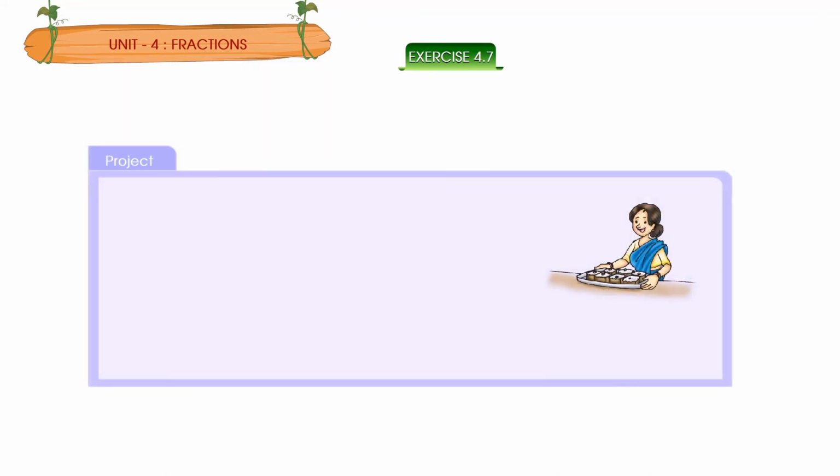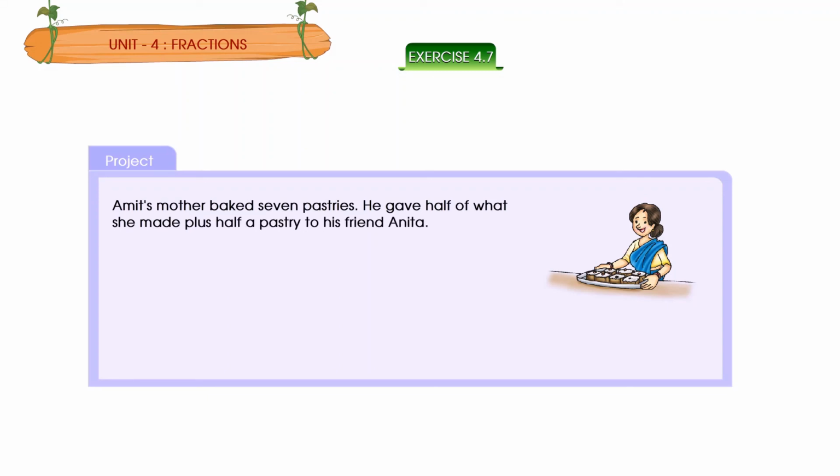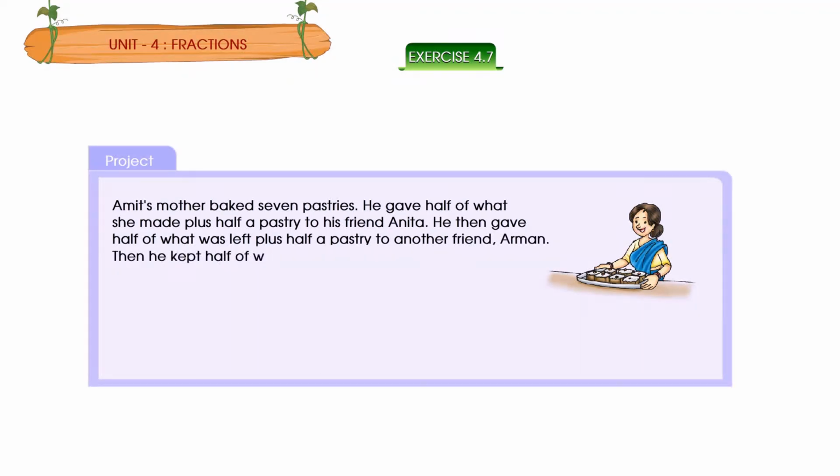Project. Amit's mother baked 7 pastries. He gave half of what she made plus half a pastry to his friend Anita. He then gave half of what was left plus half a pastry to another friend, Arman. Then he kept half of what was left plus a pastry for himself. How many pastries did each person get?